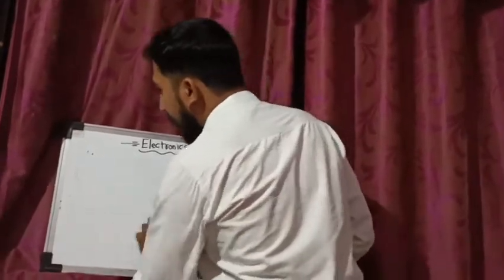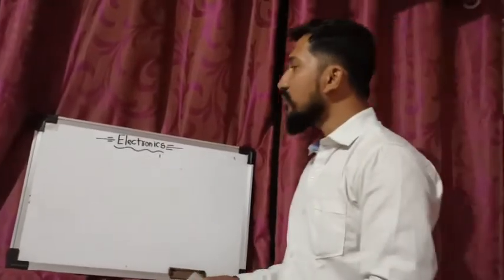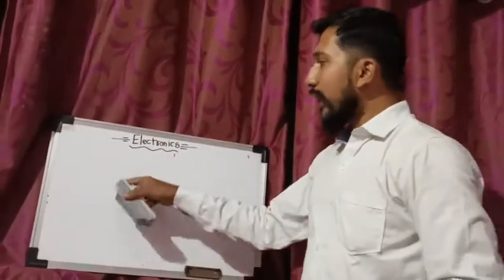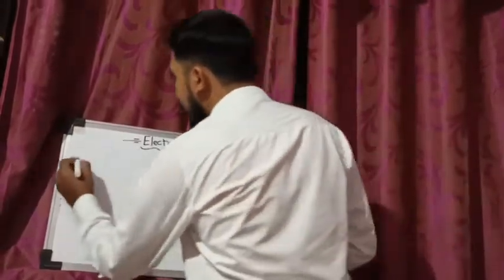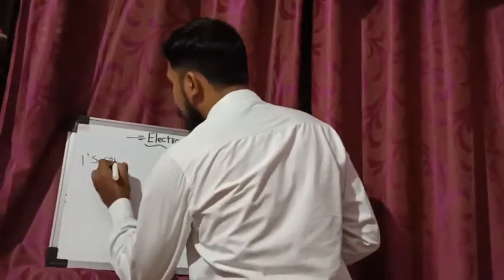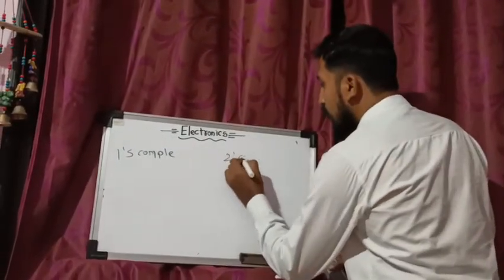There is a question in the exam where they ask you to perform binary addition as well as subtraction using the rules of binary addition and subtraction. Now we will study the next important point, that is one's complement, and second is two's complement.